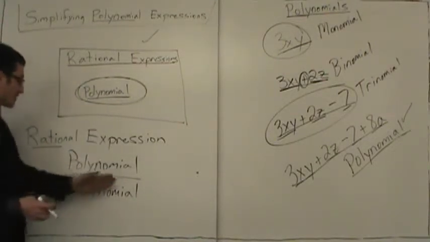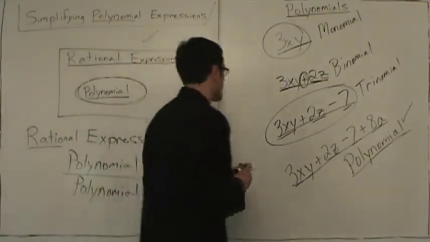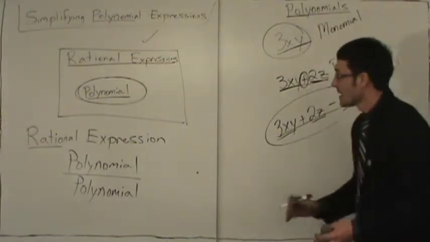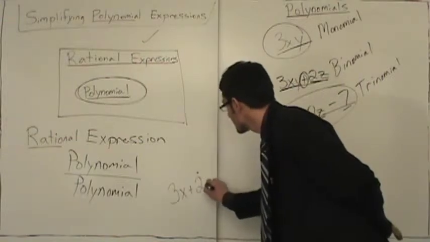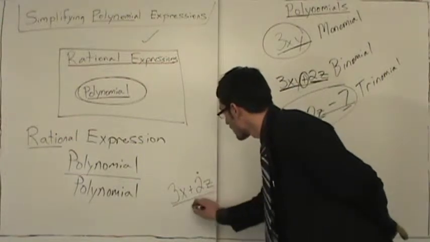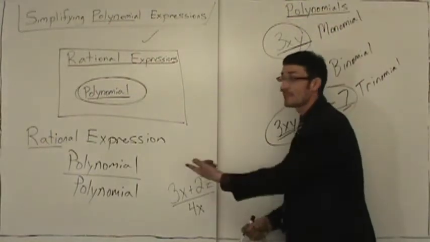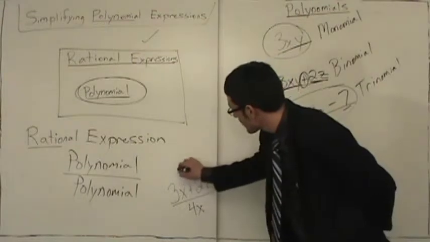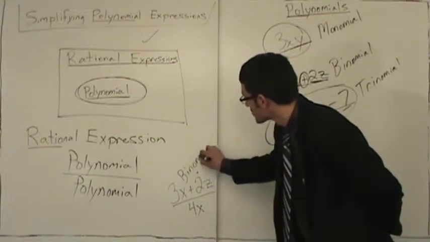Okay, all right, so polynomial divided by polynomial. A rational expression is a ratio of two polynomials. So my question is, is 3x plus 2z over 4x a rational expression? Yes, it is. Why? Because on top we have two products separated by addition, called a binomial. On top we have a binomial.